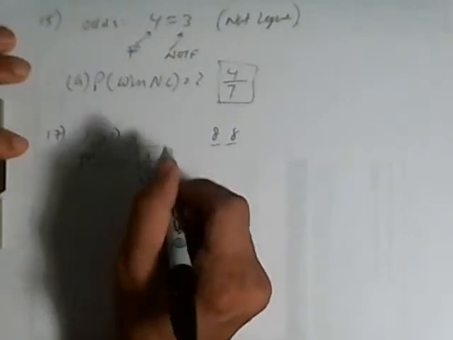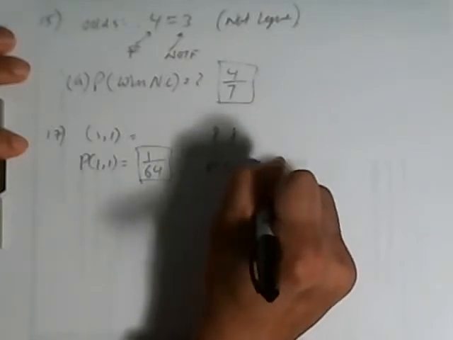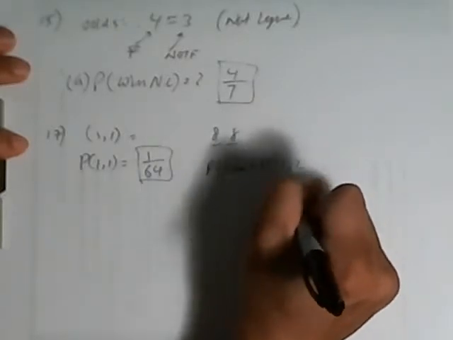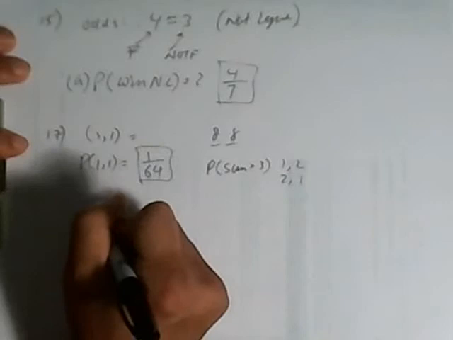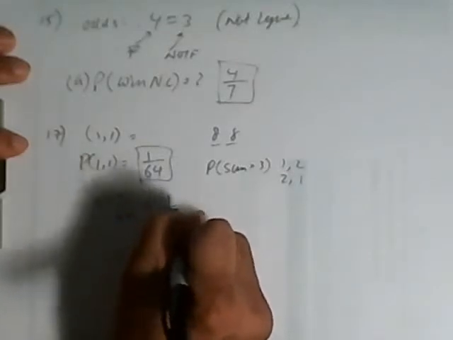What is the probability that the sum is 3? So the probability of the sum equal to 3 is 1 comma 2 and 2 comma 1. So that's equal to 2 out of 64, which is equal to 1 out of 32.